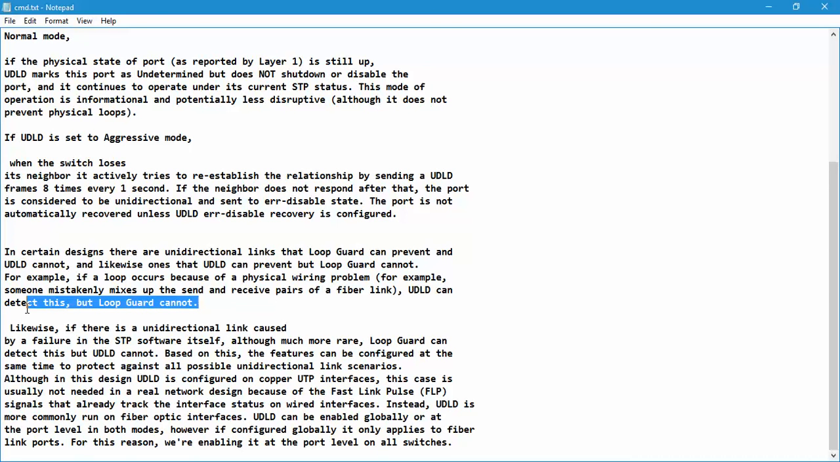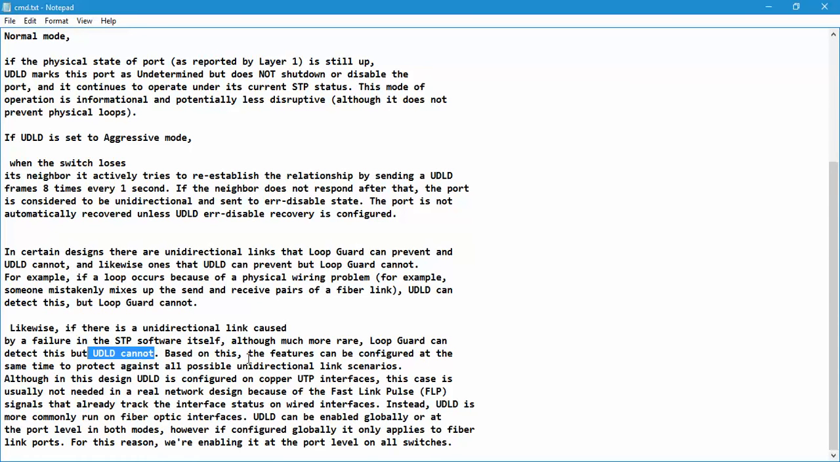Likewise, if there is a unidirectional link caused by a failure in the spanning tree software itself، لو في مشكلة في السوفتوير بتاع الاس تي بي نفسها، although much more rare، ده نادرا ما بيحصل، the loop guard can detect this but UDLD cannot. مشكلة في السباننج تري وهتأثر على التوبولوجي بتاعتك، السباننج تري مش هتحلها لأن أصلا السباننج تري فيها مشكلة. مين اللي هيكتشف ده؟ Loop guard can detect this but UDLD cannot. ليه؟ لأن هو شايف البورتين شغالين والدنيا تمام.